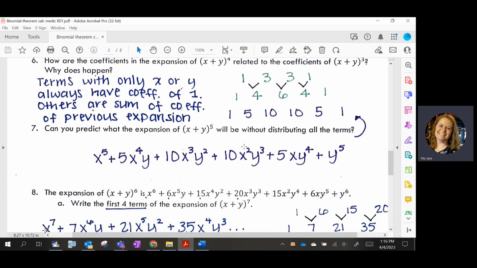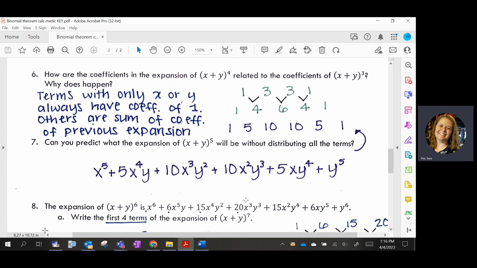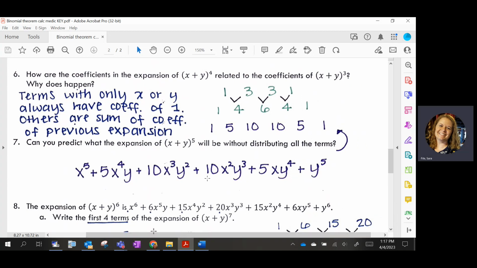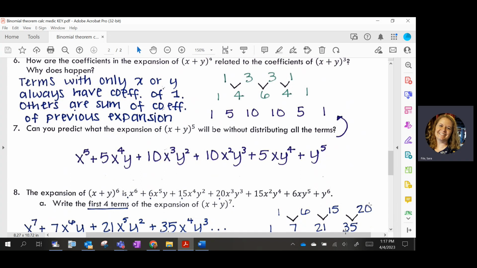All right. And then last but not least, number 8 gives us the expansion of x plus y to the 6th power written out, and wants us to come up with the first 4 terms of x plus y to the 7th. So I'm going to write out just the coefficients, 1, 6, 15, 20, and I only need the first 4 since I only want the first 4 of the next line. Okay, so 1, 6, 15, 20.